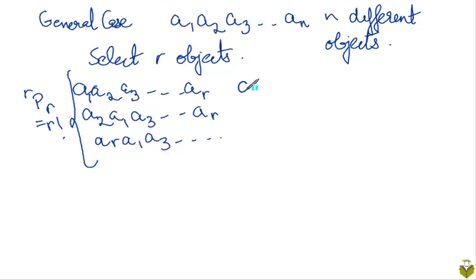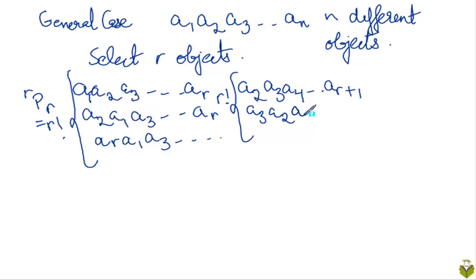Again, you can just select, say, objects all from A2 to AR plus 1, right? And then you can arrange each of them also. You can arrange each of them like before in R factorial ways, like explained before. So these are all the possible arrangements you can have, shuffling the orders, all the arrangements.